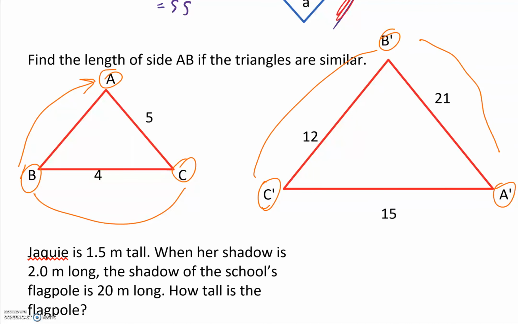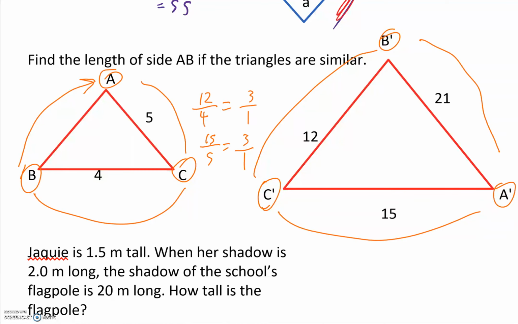Okay, so now we have something to compare. 12 divided by 4 equals 3 over 1, right? Now let's see if it works the same for A to C. 15 over 5 is also 3 over 1.